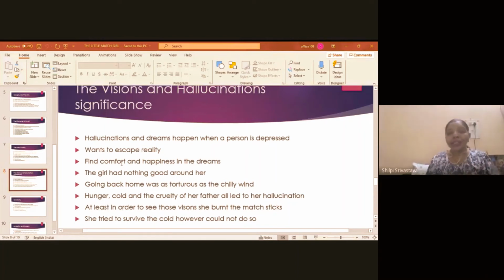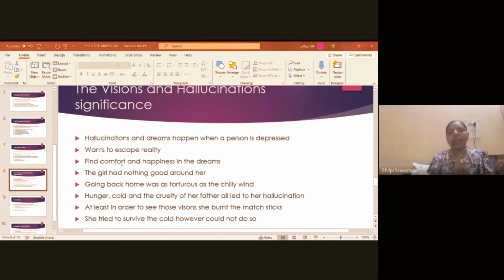So hallucinations and dreams happen when a person is depressed, and then she wants to escape reality. All right, because when do you dream? As I told you, when you're depressed and your present situation is just not giving you any positive result, then you start escaping reality when you're not finding a solution. Sometimes some people go off to sleep, and this is the reason people get into addiction, or they become depressed and they start imagining things.